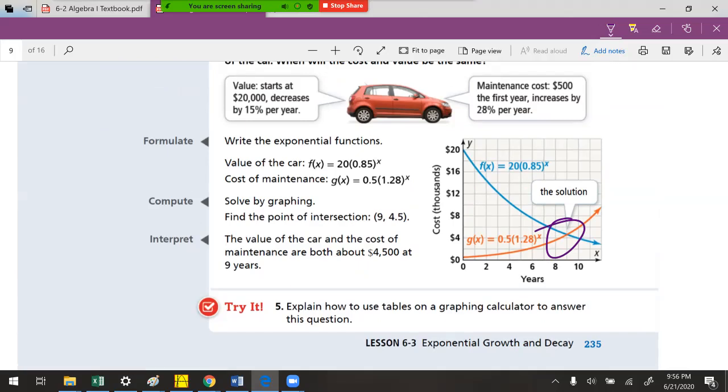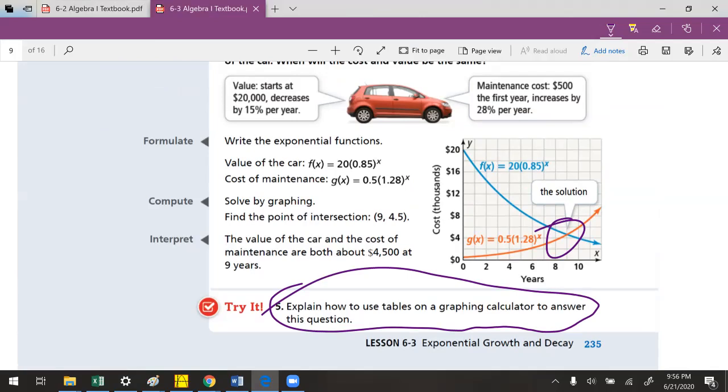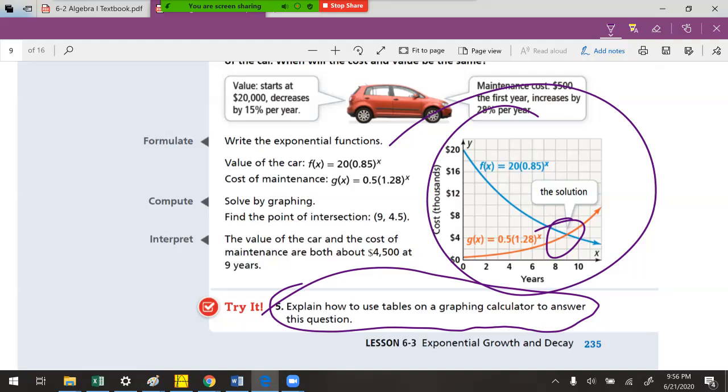So for this try-it question, explain how to use tables or a graphing calculator. Graph your functions. If you have more than one function, find out where they intersect. Notice how in this example we found where they intersect to see when both values, how much is spent and how much the car is worth, are exactly the same. After year 10, for example, the value of the car is actually less than how much it is to repair it.